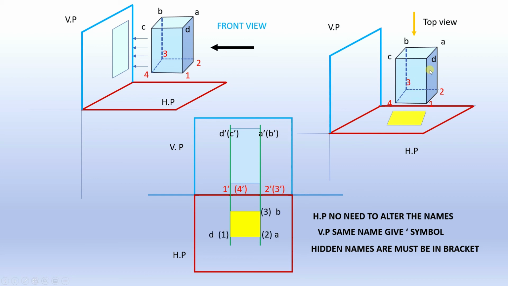And let us come to the top view. On the top side, A D B C is visible, and on the bottom side 1 4 3 is hidden, so I have given the same thing according to the rules and regulations. No need to put dashes and other things, just give the names, that's enough.